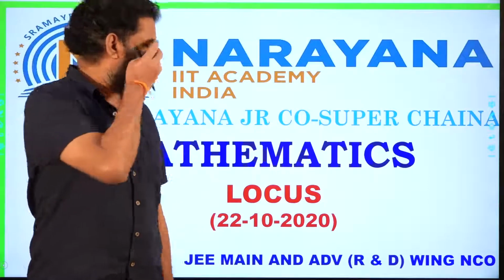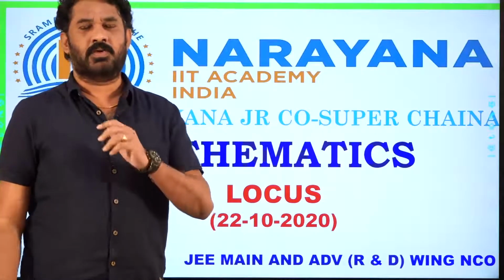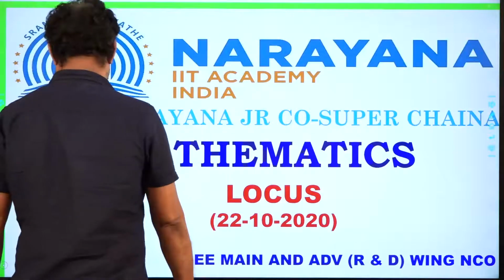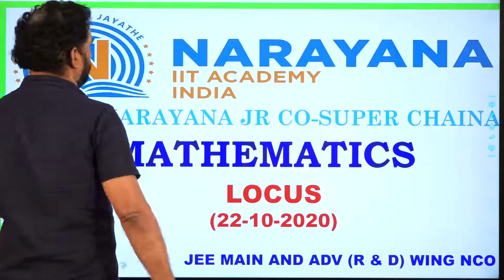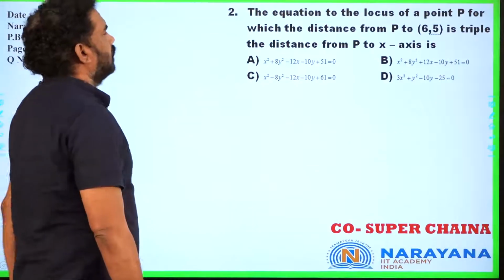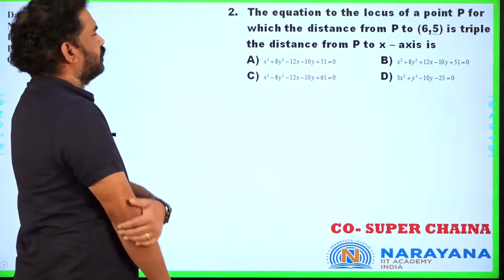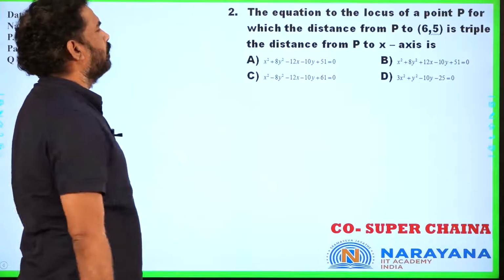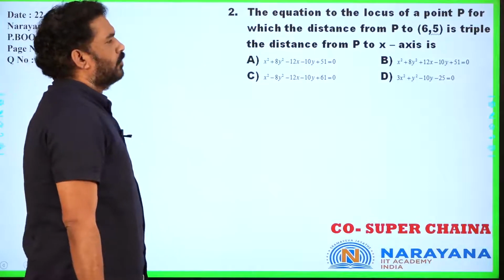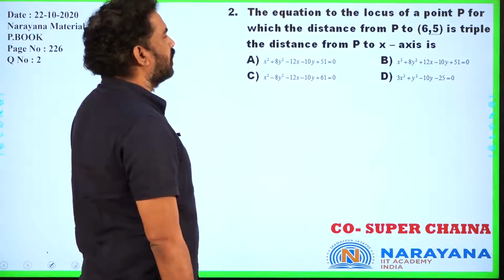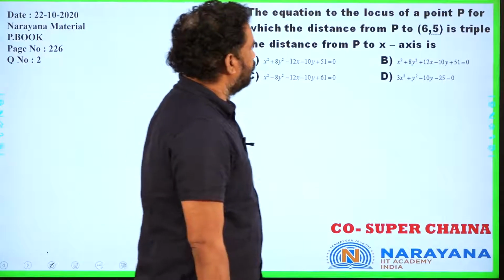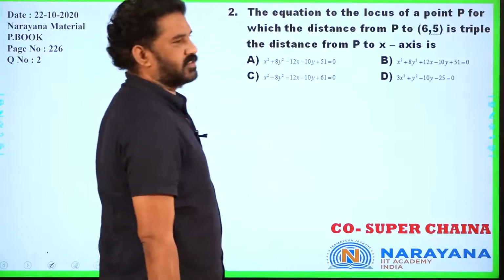Today we are going to discuss a few problems based on locus. The equation of the locus of the point P, for which the distance from P to (6, 5) is triple the distance from P onto the x-axis.